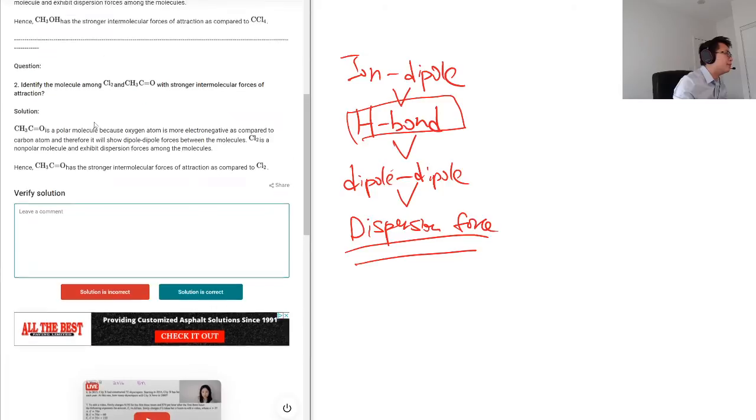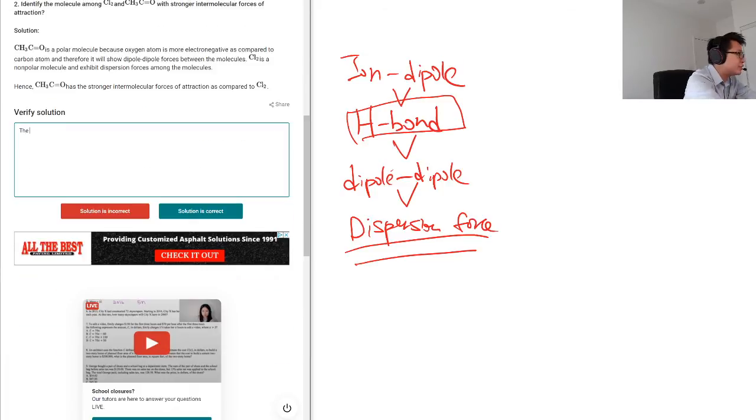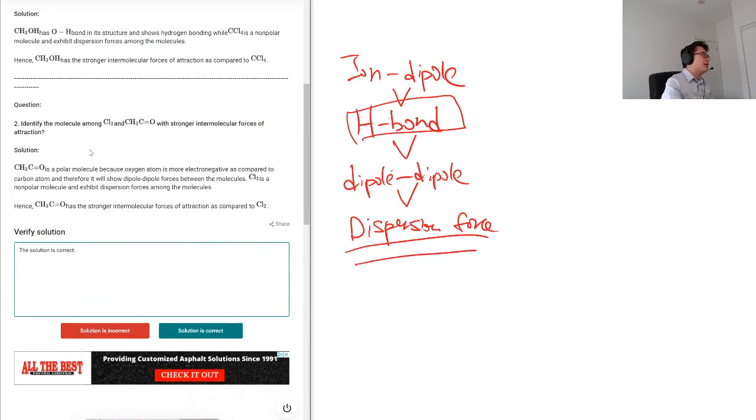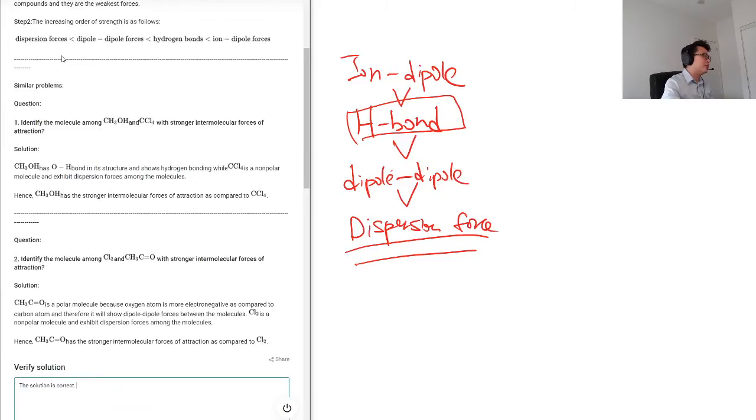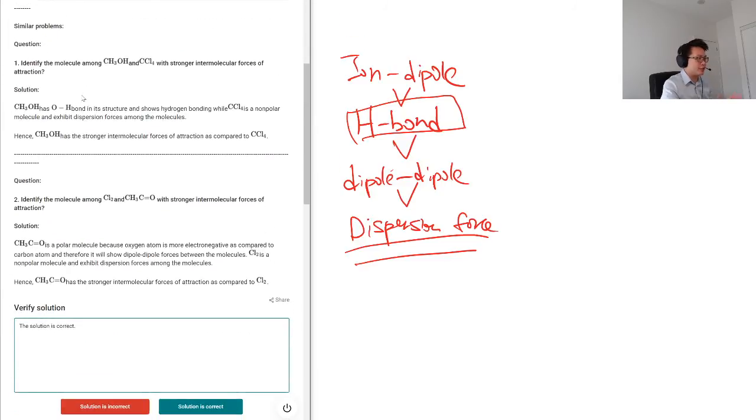Okay, so I say the solution is correct, and I have no problem with the solution. We also have some concept check questions. Most of the time we are given different molecules, and we have to identify the molecules and figure out which one has a higher or lower boiling point, because boiling point is a direct measurement of intermolecular force. If you can identify whether they have ion-dipole, hydrogen bond, dipole-dipole, or dispersion force, you should be able to answer that.